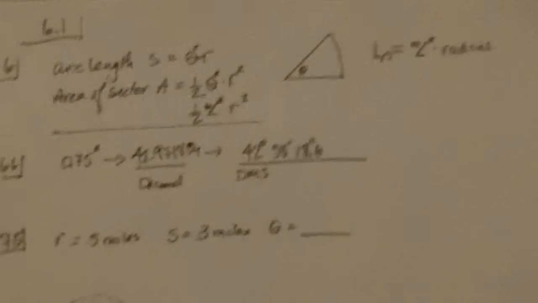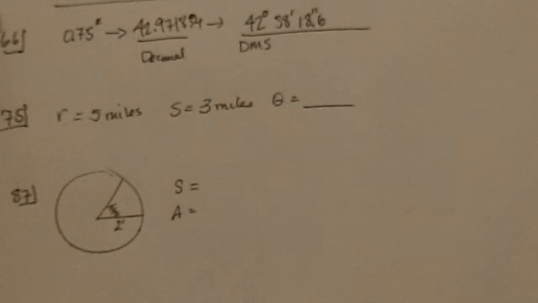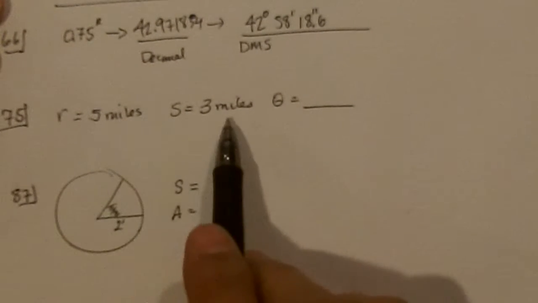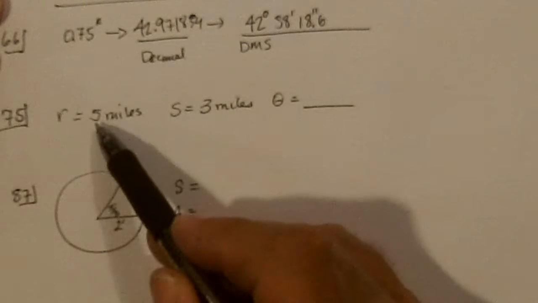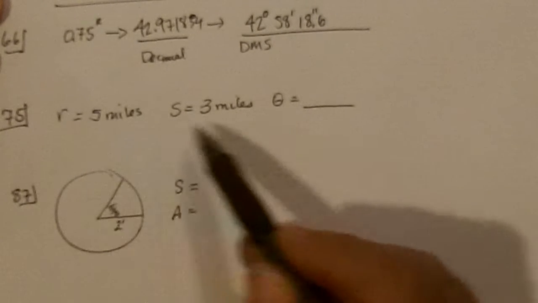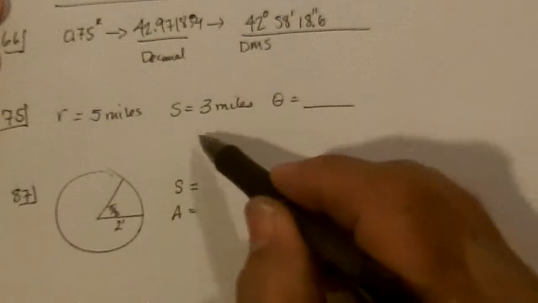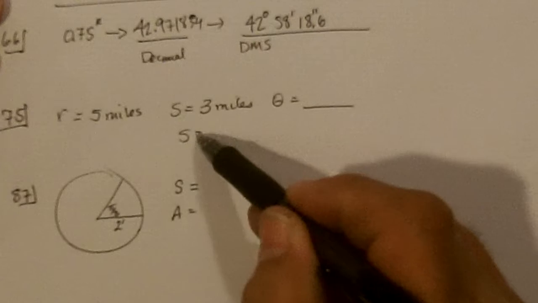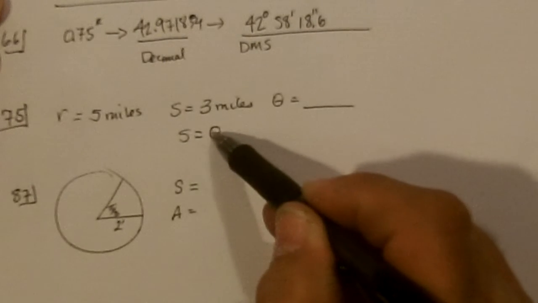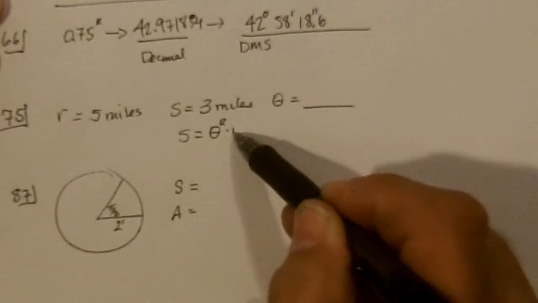Okay, and then we're supposed to find the missing piece, and it says the arc length is 3 miles and the radius is 5, and it says what's the angle. As I said, the book says the arc length is equal to the measure of the angle in radians times the radius.